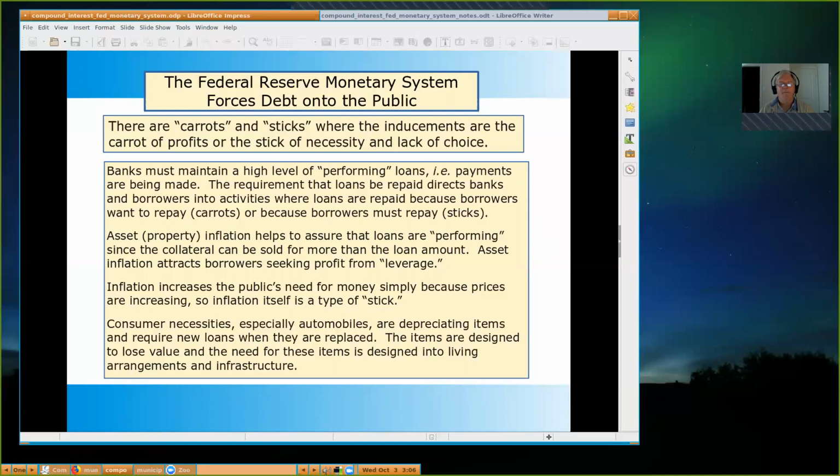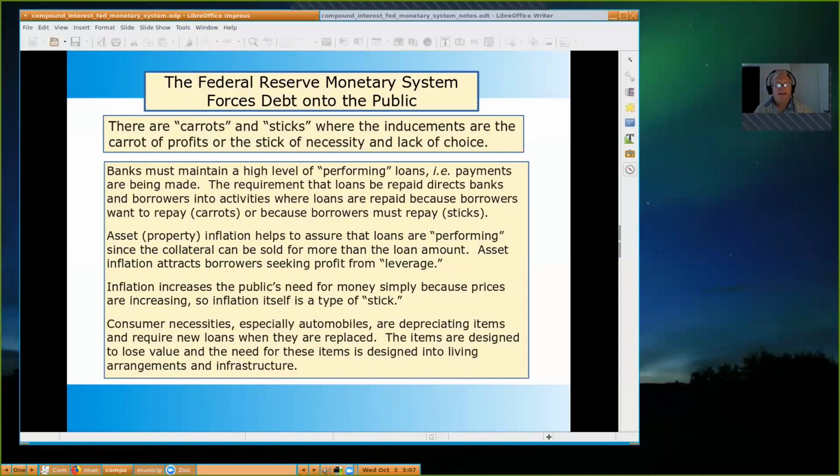Where you see real estate inflating and going up in price, one of the main reasons is that this is one way the banks know that their loans are performing. If the property they have a mortgage on has gone up in price, it can be sold for more than the loan, and that way they can get paid back. It also is an inducement for people to buy real estate so they can speculate on price appreciation, or price inflation, actually.